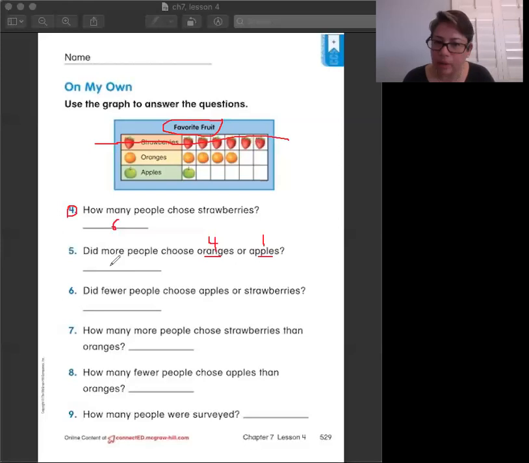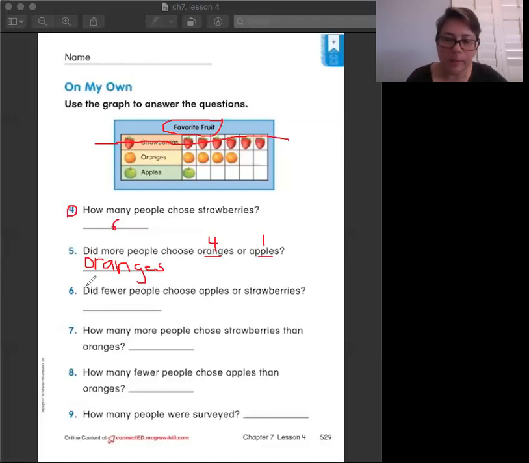So we don't write the number 4 for this one, but we write the fruit, oranges or apples. And we're going to write oranges. Oranges. Okay, now it's a little tricky for me to write, so excuse my messy writing.